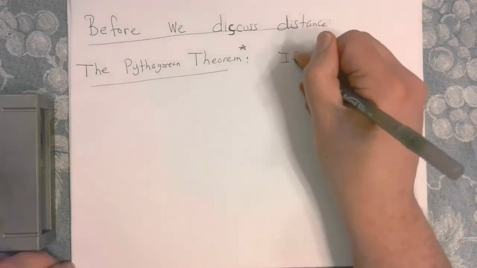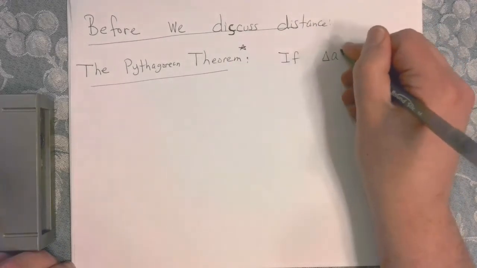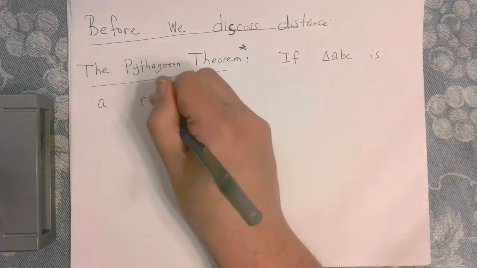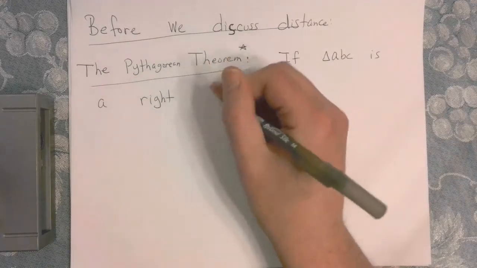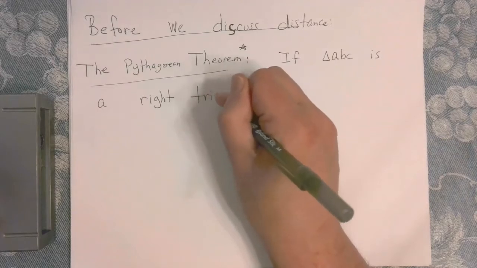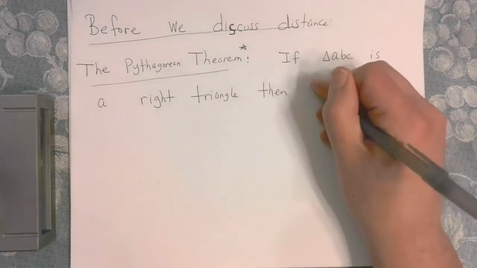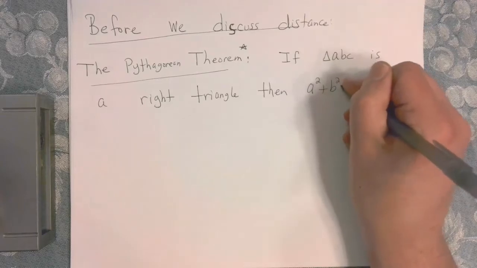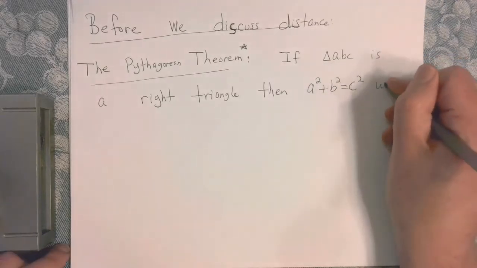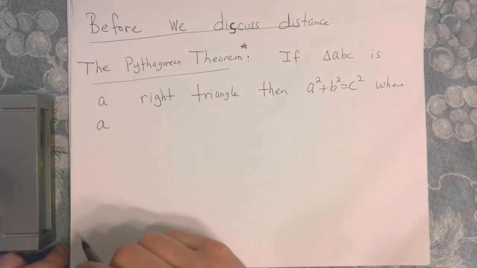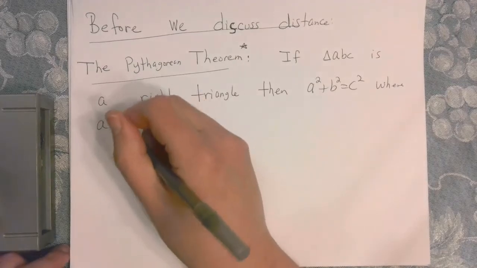So we have the following. If triangle ABC is a right triangle, then a squared plus b squared equals c squared, where a and b are legs and c is the hypotenuse.